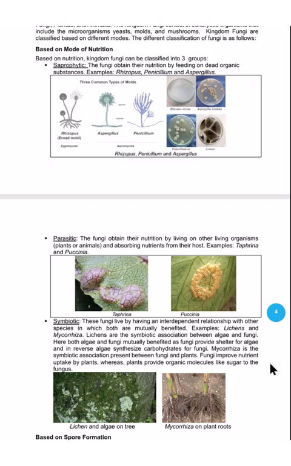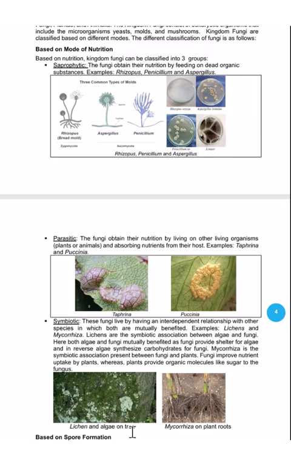But at the same time, the plant provides organic molecules like sugar to the fungus. So the fungus makes use of the absorbed sugar provided by the plant for the benefit of the fungus. So there is a mutual benefit.